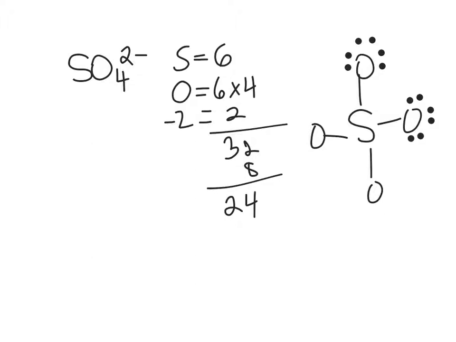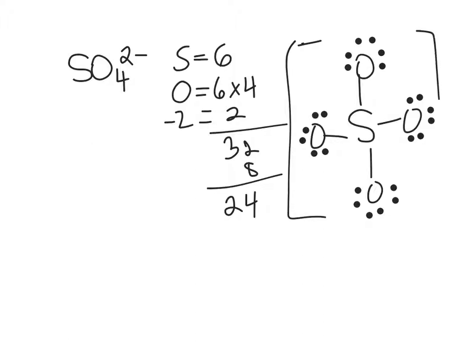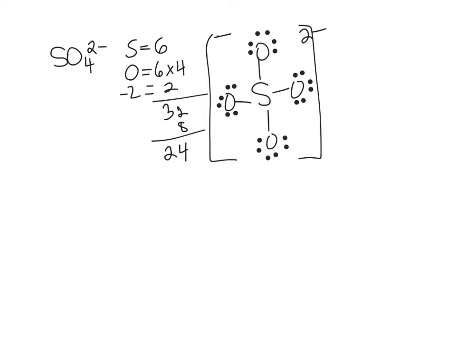Six, 12, 18, 24. I've used up all my electrons. Square brackets. Two minus, looks pretty good. But it's not right. No. And I know that because I do formal charges.